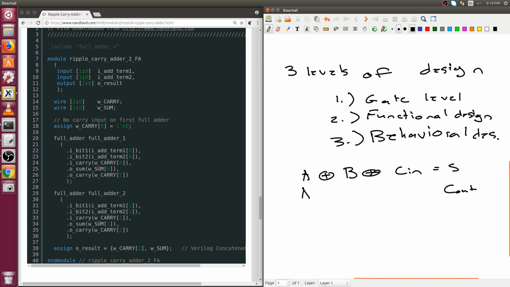or let's see, our carry out for a full adder will be if we have A XORed with B. So if we have an odd number of this and Cn, or we have A and B, I'll just put a dot here instead. This is our C out. So when we're doing gate level modeling, we would specifically specify the gates we need.